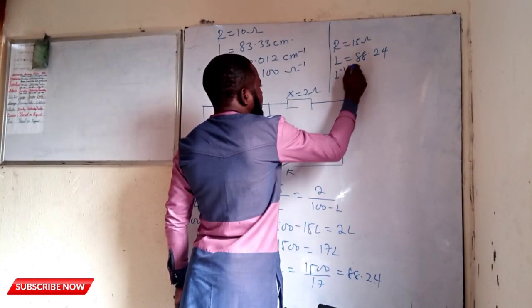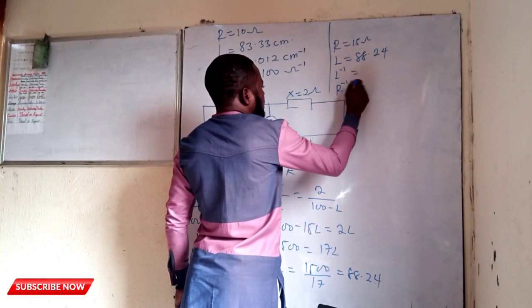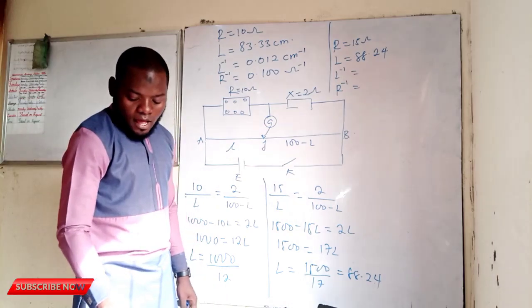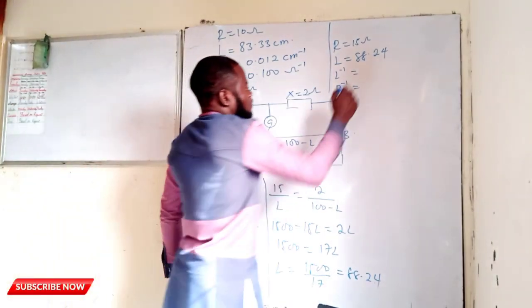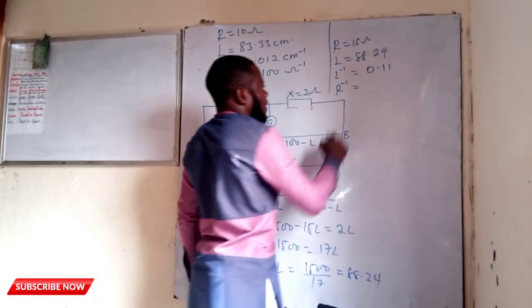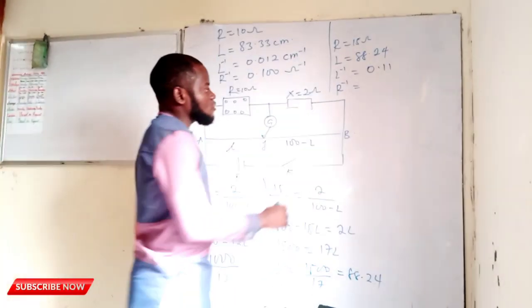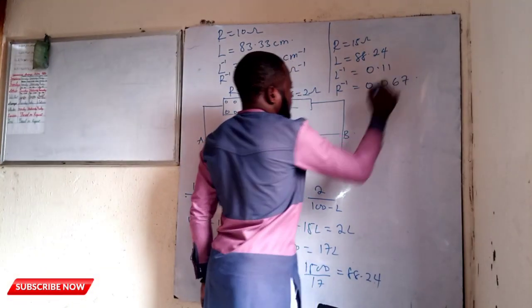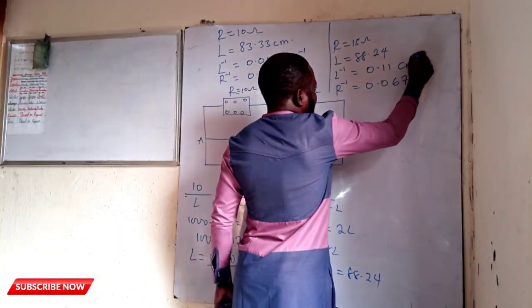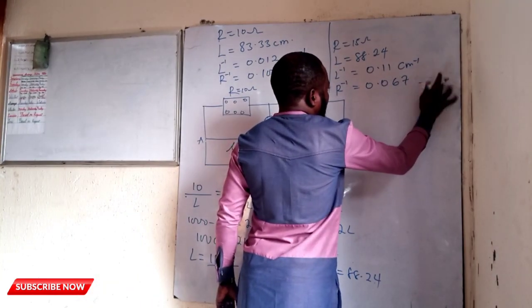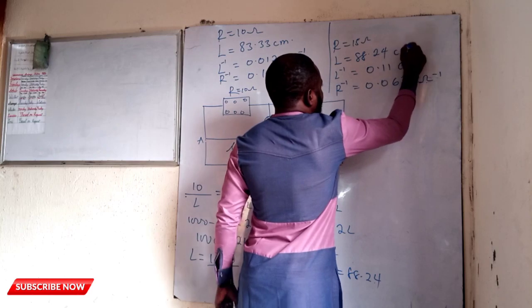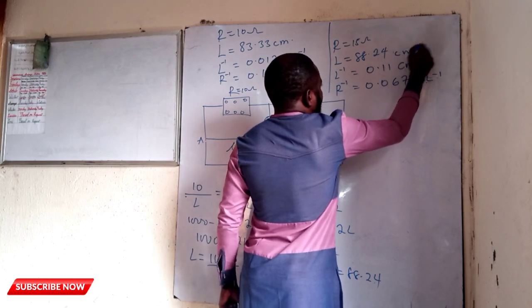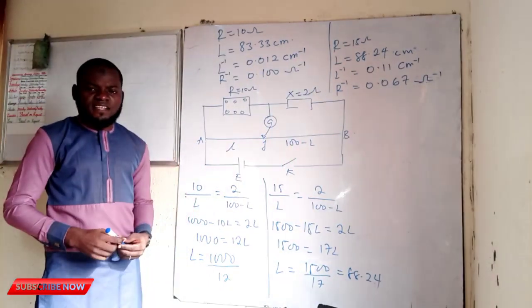So when R is 15 ohms, we have our L, that is the balancing point, to be 88.24. So L inverse and R inverse is what we have to obtain. Our L inverse is going to be 0.11 and our R inverse is going to be 0.067. So this is still per centimeter, and this is per ohms, and this is in centimeter. So are we getting that now?